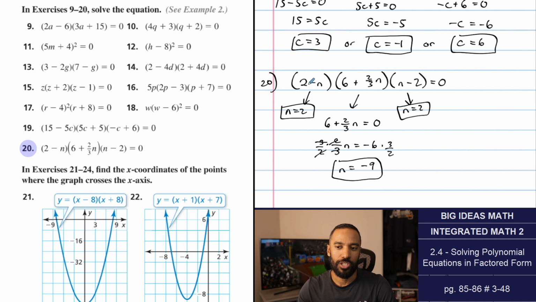Now remember, 2 minus -9 isn't 0, right? But the point is it can plug into this one, and when you multiply 0 with anything, you get 0 out. And remember, n equals 2 was a repeated root. I really don't need to write it twice, but I did.